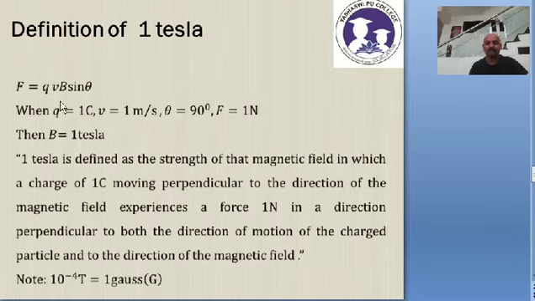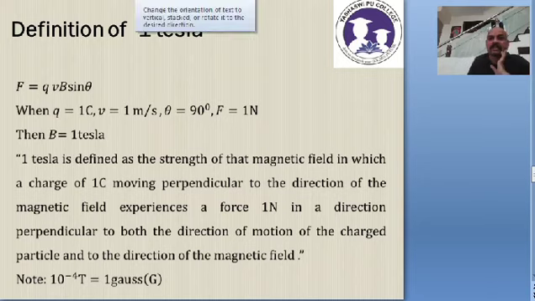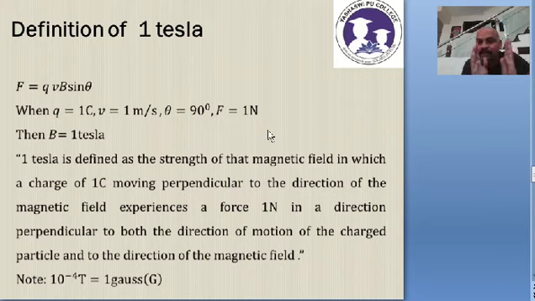Now, the definition of Tesla. Tesla is the unit of magnetic field. F is equal to qvB sin theta. Make q 1 coulomb, velocity 1 meter per second, and theta equal to 90. When I say theta is equal to 90, just understand that the charge is moving perpendicular to the magnetic field. Velocity and magnetic field are perpendicular to each other. So theta is 90 and force is 1 Newton.